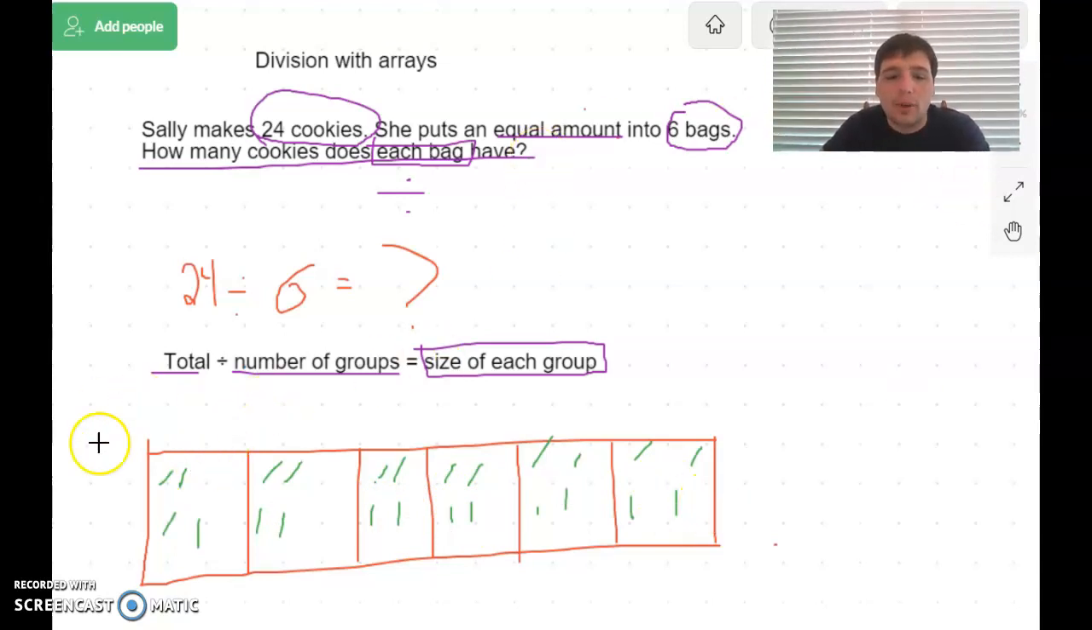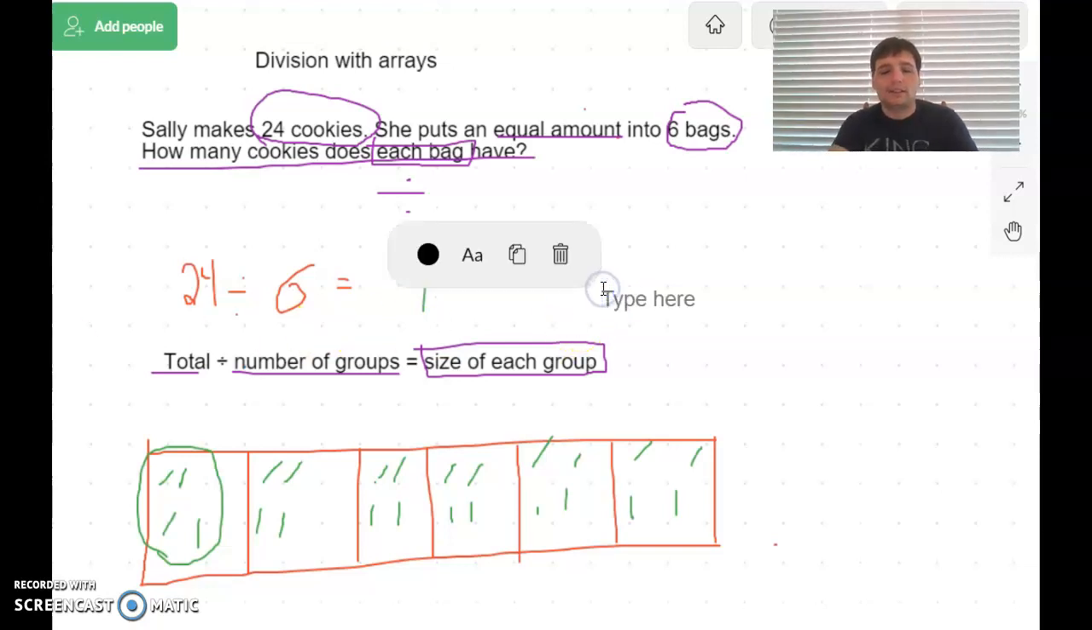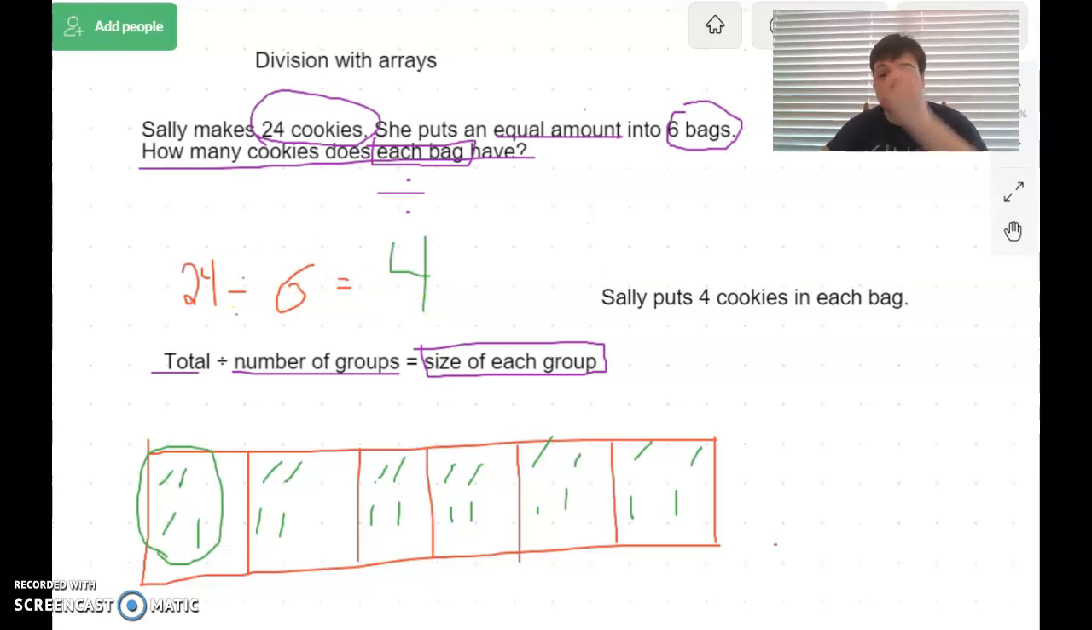Now I just look, how many do I have in each group? Well, right here I have 4. And it comes out evenly. I have 4 in each group. So I know that my 24 divided by 6 is 4. And I can write my sentence. Sally puts 4 cookies in each bag. And that's it for this type of problem. If I try to draw an array, it'd be hard because I don't know the size of each group. So I knew how many groups I had, I just didn't know the size.